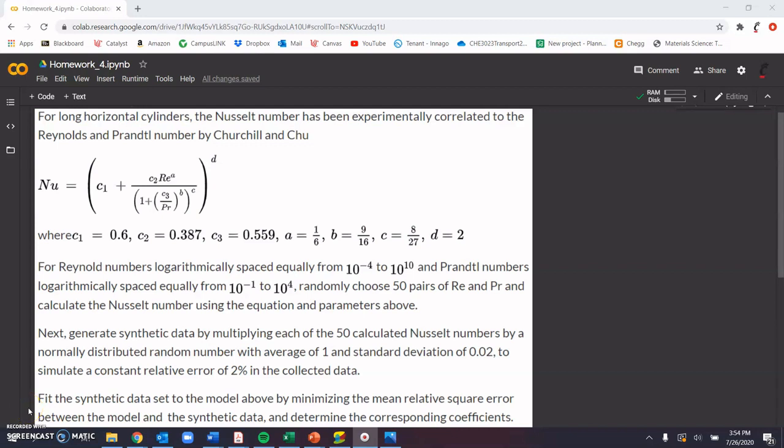Alright, so for this homework we're going to look at fitting non-dimensionalized data. In this case we're going to make some synthetic data with relative error for the Nusselt number, and then we're going to plot that, generate an equation, and show a line of best fit. We're going to do that using Python.